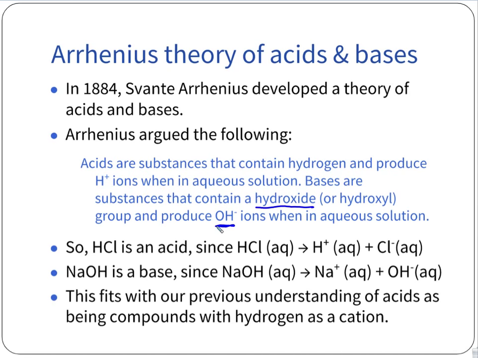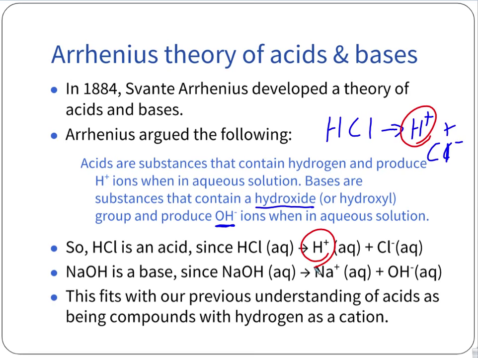Take hydrochloric acid, HCl. Arrhenius would have argued that if you put this into solution, it's going to break up into an H+ ion and a Cl- ion, a hydrogen ion and a chloride ion. What makes this an acid is particularly the fact that it has this H+ right here. I already have it written down there. So that H+ is what makes hydrochloric acid an acid.